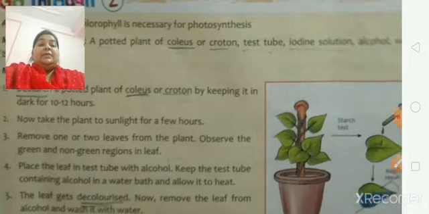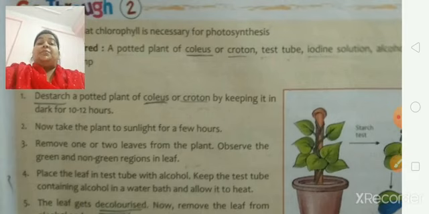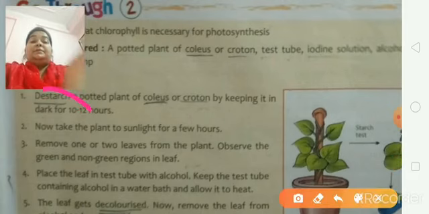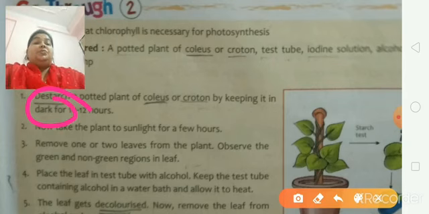See the first word, destarch, for a potted plant. See here the word destarch. What does it mean?